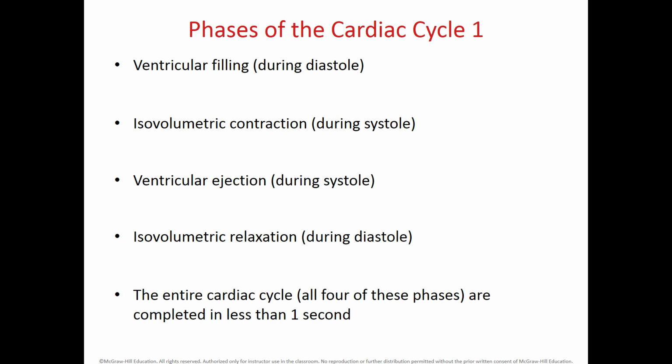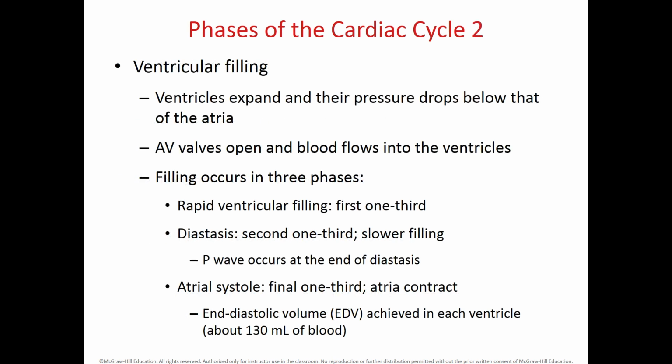Now, the phases of the cardiac cycle involve ventricular filling that happens during diastole, and then you have contraction of these ventricles, what we call isovolumetric contraction. And then you have ejection of the blood, what we call ventricular ejection, and then you will relax your ventricles, what we call isovolumetric relaxation, and then all four phases will complete in less than 1 second, around 800 milliseconds.